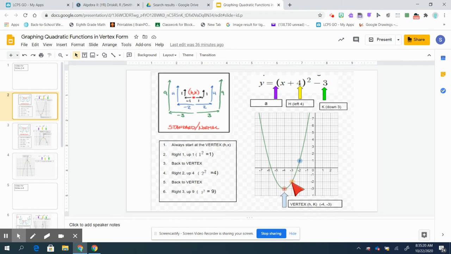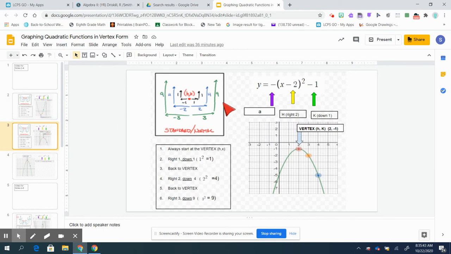It's the orange point in the Desmos activity. We always go back to the vertex, and then we're going to go right 2, up 4. Here we go, right 2, up 4, and put another point. We can do a third point if we have space, but the activity only asks for 2.